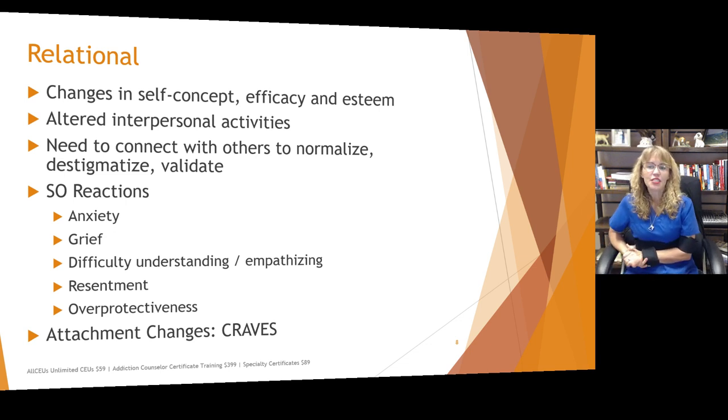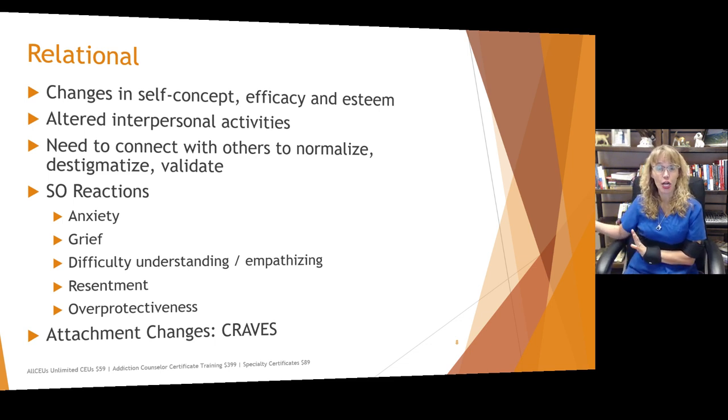And finally, sometimes there's attachment changes. And remember, attachment can be summarized by craves: consistency, responsiveness, attention, validation, encouragement, and support. We need to help people understand how they can be consistently aware of their own needs and responsive to them with this new condition. We need to encourage them to do things that are positive, that make them happy, give them self-positive attention and recreation.